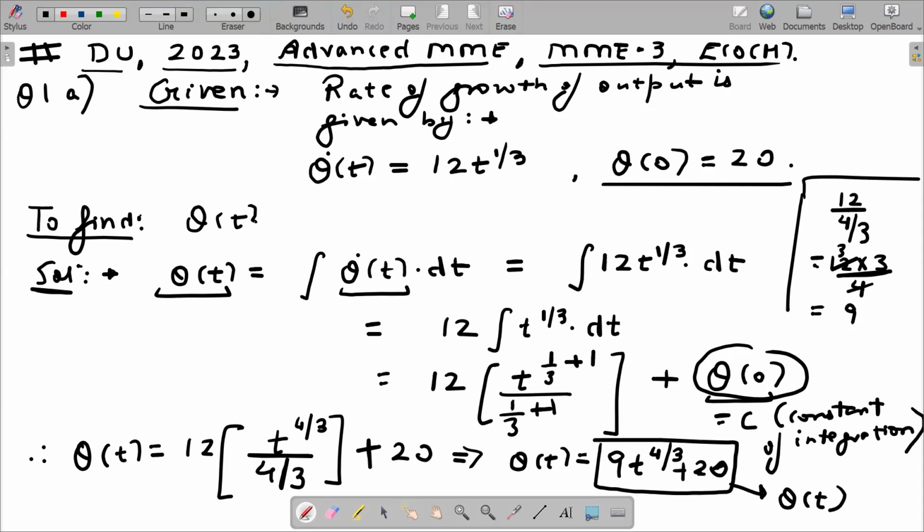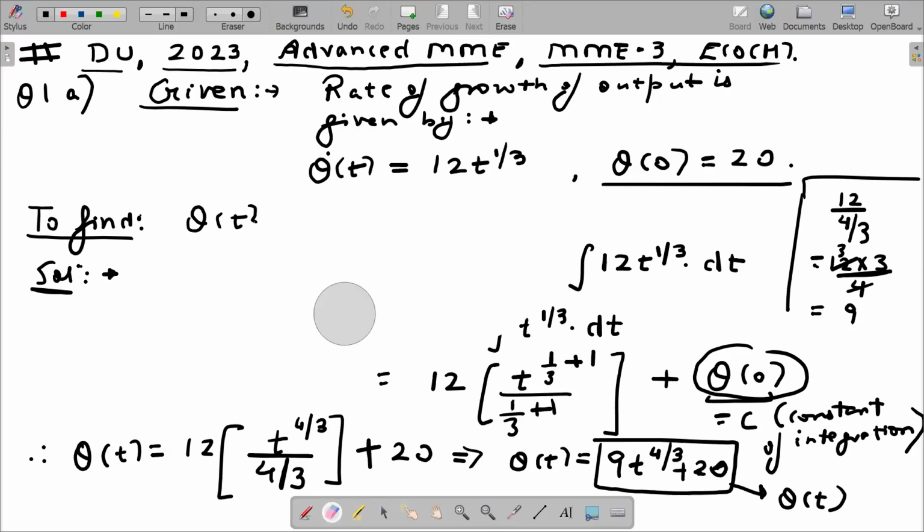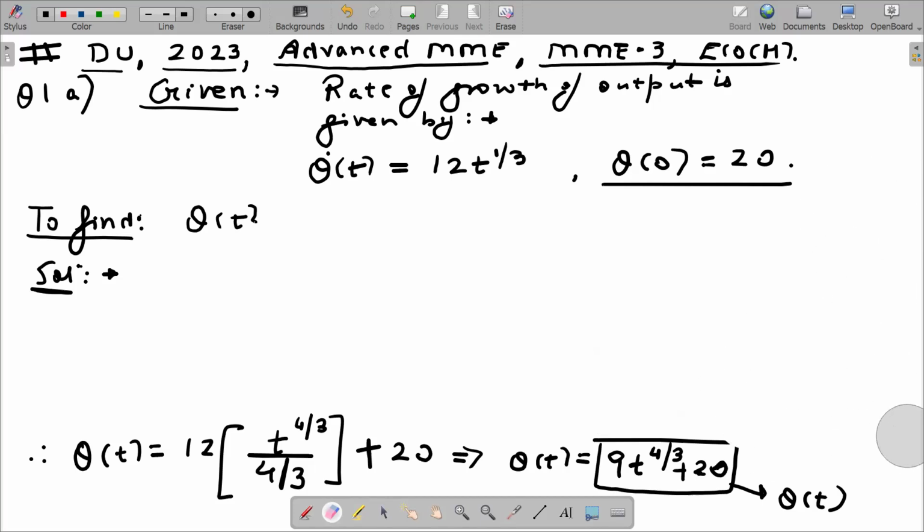And now what else is the question asking us? Coming back to the question paper: also find the total production during the initial 3 years. That means I need to find the total production from year 0 to year 3. So if I erase all this off, I can write that I cannot write Q of T, instead I can write total production during the initial 3 years.